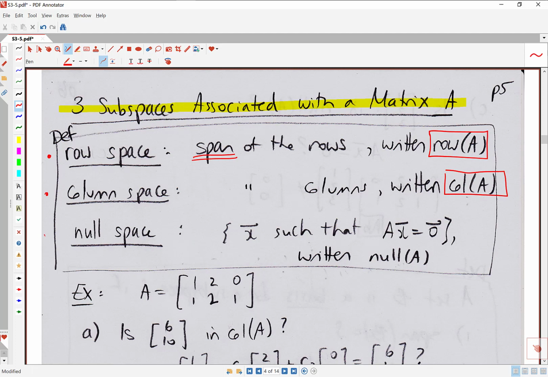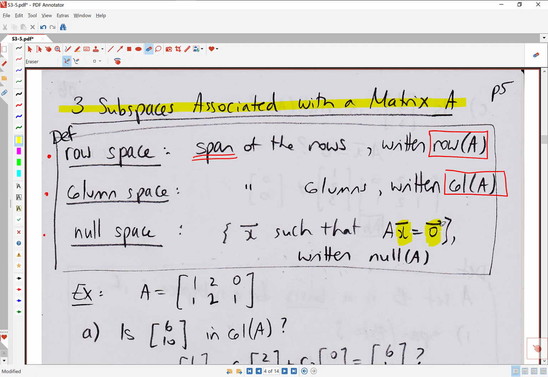And then finally, null space of a matrix. So the null space of a matrix is the set of vectors x such that A times x equals the 0 vector. Null is often used just as a synonym for 0 or 0 vector. So the null space is the set of vectors x so that you can multiply A times x to create this 0 vector. And that's where the name null space comes from.